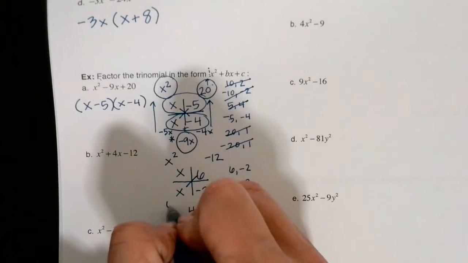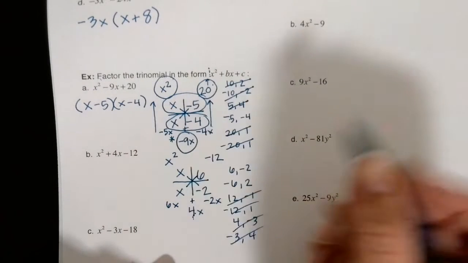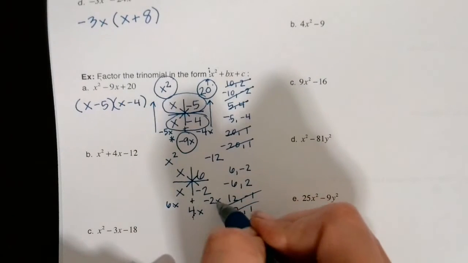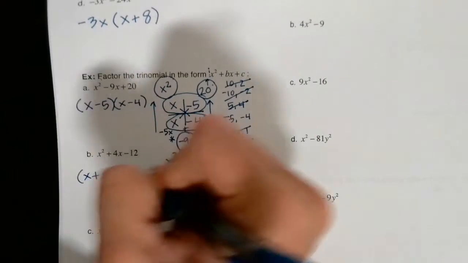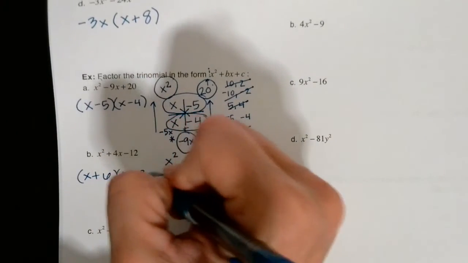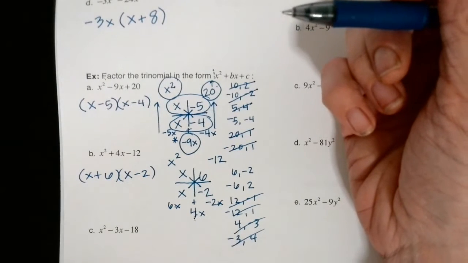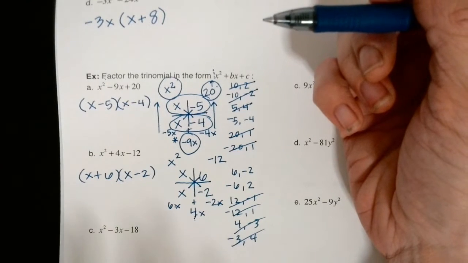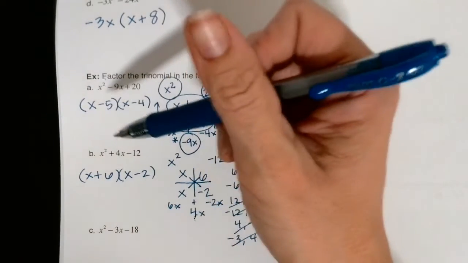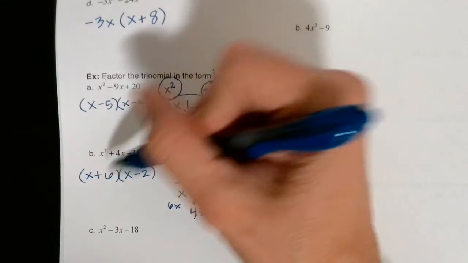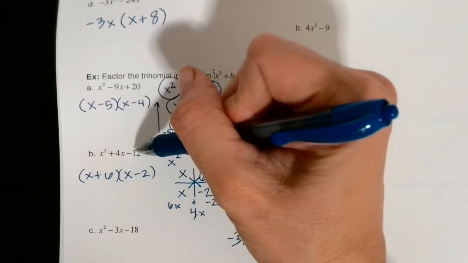Cross multiply, I got 6x. Cross multiply, I got negative 2x. And when I add 6x plus negative 2x, I get 4x. So I get x plus 6 and x minus 2. So keep in mind, you can always check your work on the test. You guys have plenty of time on test days to check your work. So what do you mean by that? I want you to do the 6.2 lesson if you have time, and you would FOIL or box method these and make sure you get this answer.